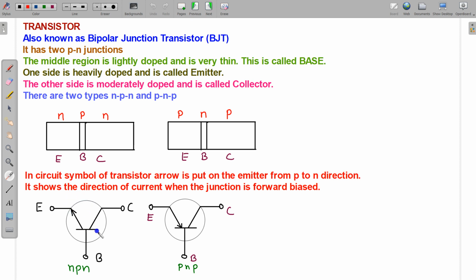Normally in circuits we show this kind of symbol. This is a circle. In that circle, this is emitter terminal, this is collector terminal, and this is base terminal. Base is represented using this line.